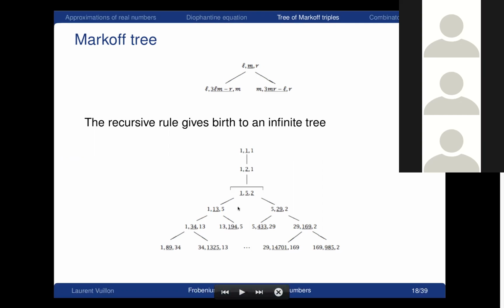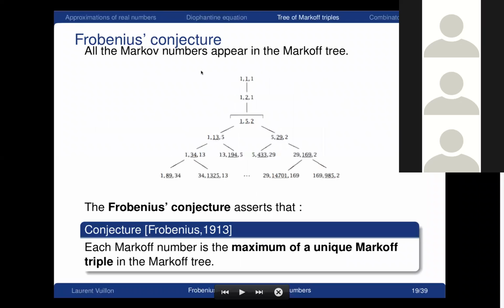And this is a real nice tree. And all values on your tree are Markov numbers. And in particular, this is the Frobenius conjecture. So each Markov number is the maximum of a unique Markov triple in the Markov tree. So here 5 appears in the middle here, and okay, 29 appears in the middle here, and okay.